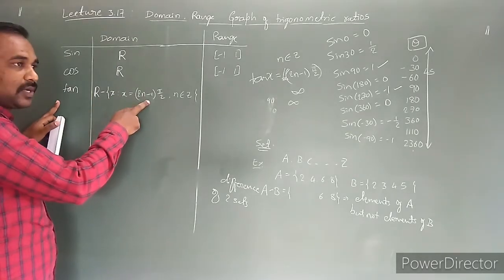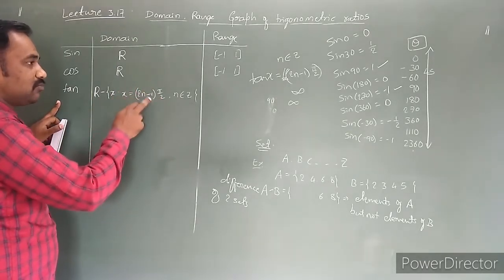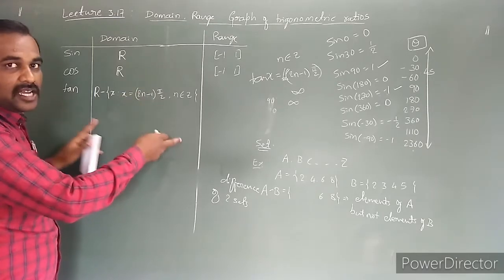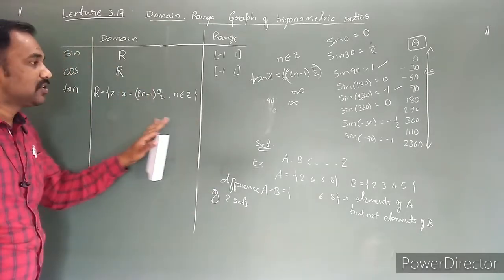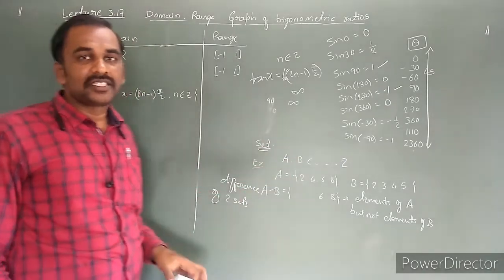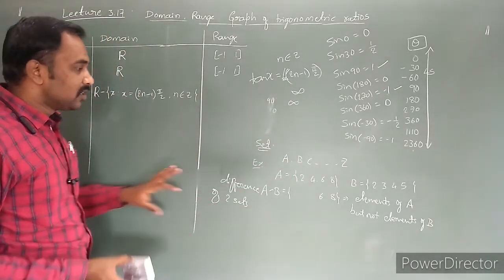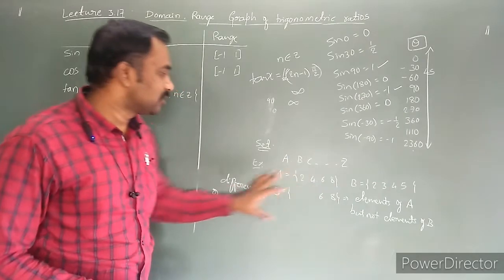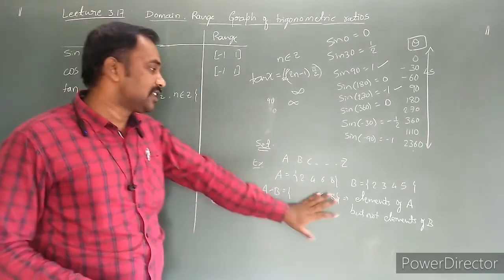Why do I neglect this one? Because at an odd number into 90, tan of that odd number into 90 gives not defined, so that is the reason I am neglecting. Okay, so you pause the video and write whatever is required.